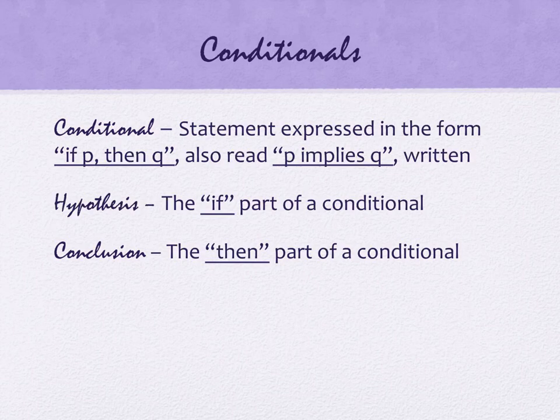So conditional statements are those that are expressed in the form if P, then Q. Sometimes we also read them as P implies Q. And they're written with an arrow. So P, and then it's got an arrow, and then Q. The reason we like the phrase P implies Q is because you can read it from left to right with the word implies being read in the place of the arrow. So that's why that one's nice.